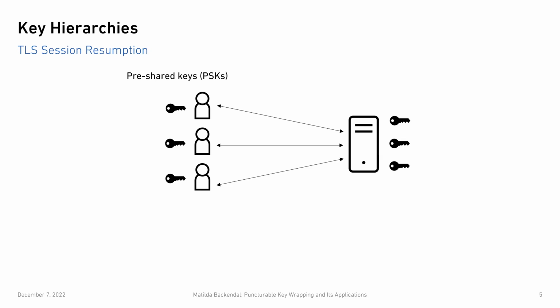To get around this, TLS allows the server to use its long-term key to encrypt the pre-shared keys and outsource the storage of them to the clients in what's known as session tickets. When a client wants to resume a session, it simply sends the session ticket back to the server, which uses this long-term key to decrypt the pre-shared key and start the session.